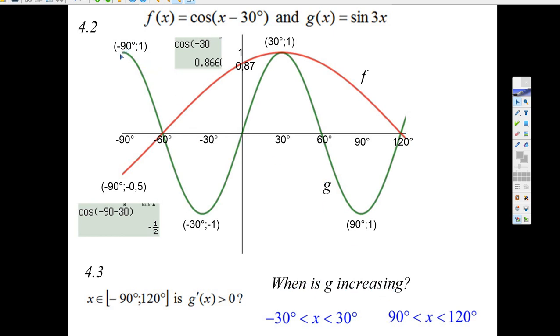So here's g. Look, it's getting smaller and smaller and smaller. Now it stops, and now it's getting bigger and bigger and bigger. When you see this, it's calculus, but all it means is, when is it getting bigger as you go from left to right? Well, it looks like between minus 30 and 30. Now it's getting smaller, and then from 90 to 120, it's also increasing. You don't put lines underneath. So there's your answer to that question.